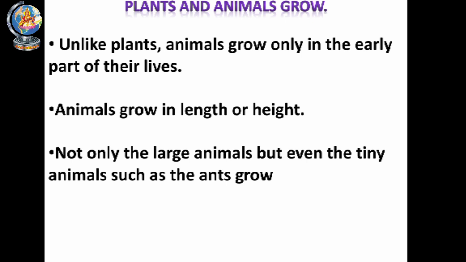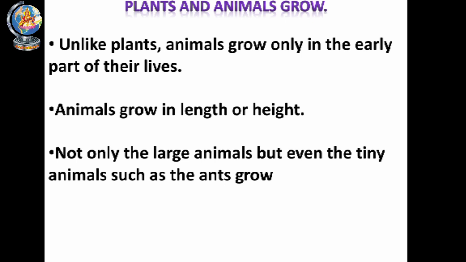We can say that not only the large animals but even tiny animals such as ants grow. Ants, mosquitoes, cockroaches, many small living things are living around us. So they also grow in size, but only up to a certain age. You have seen big ants? No, right? They have a fixed size. Up to that only they will grow. After that they will not grow, right?